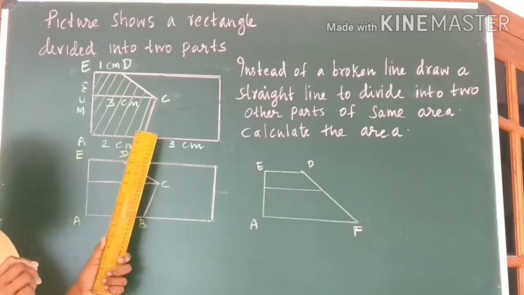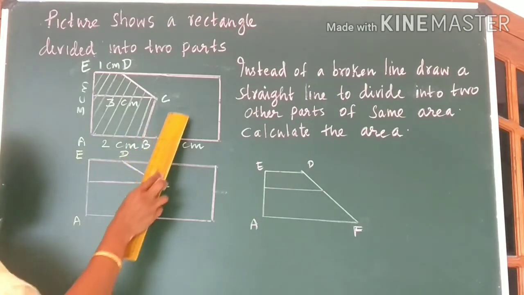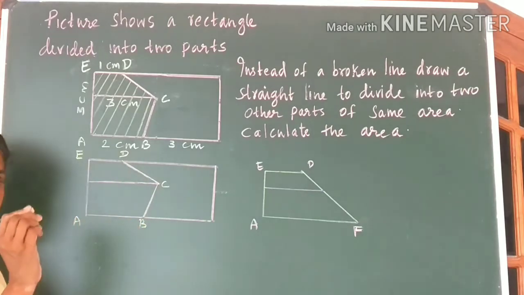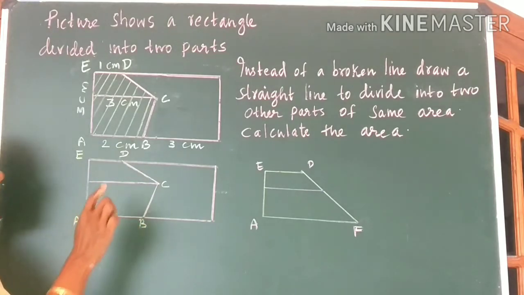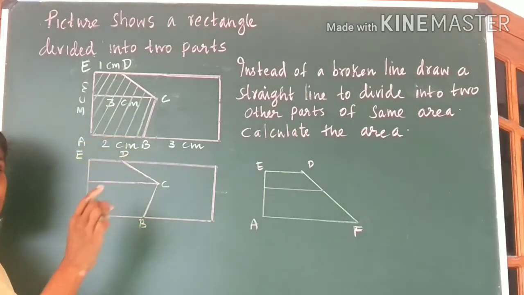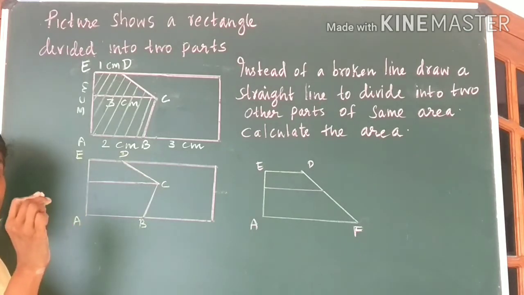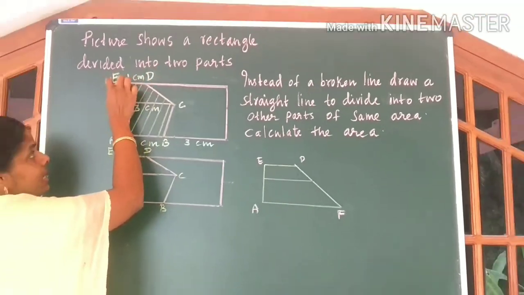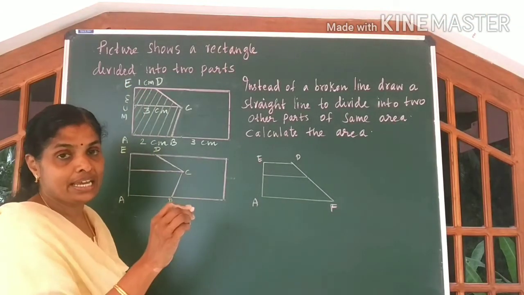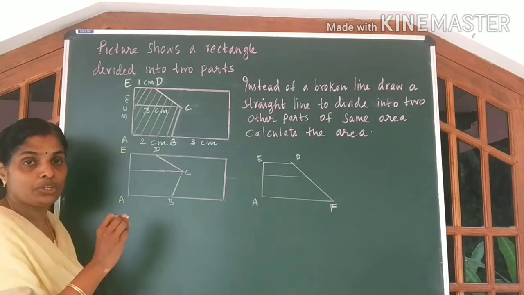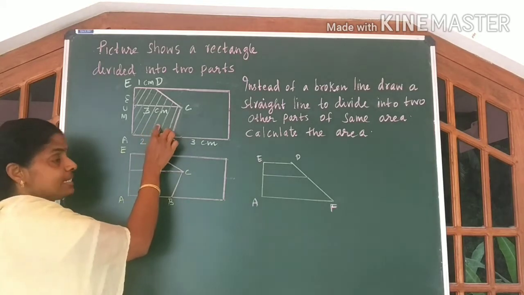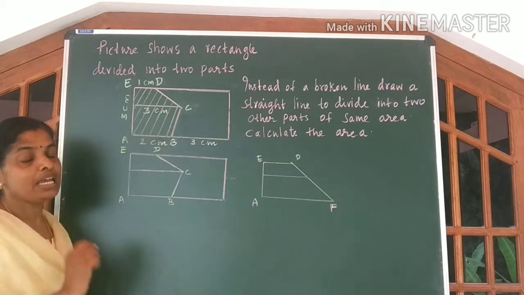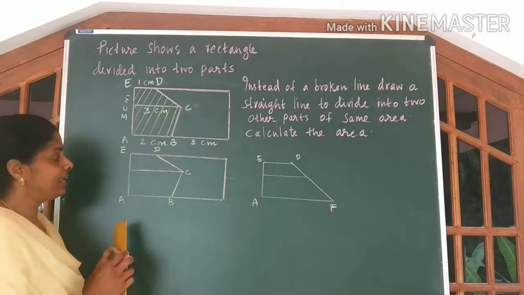See how I am going to draw the figure. Again, I have copied the same figure down, and from the figure you can understand the shaded part is a pentagon, a five-sided figure. A, B, C, D, E is a pentagon. Now I am going to change this pentagon into a four-sided figure.